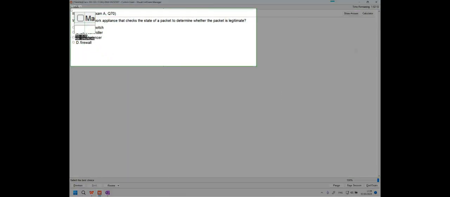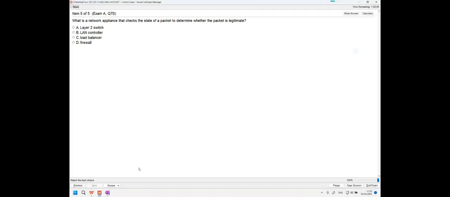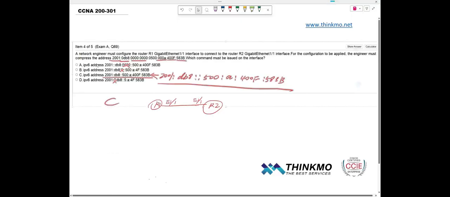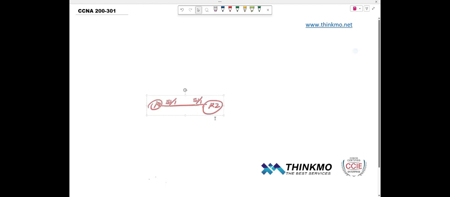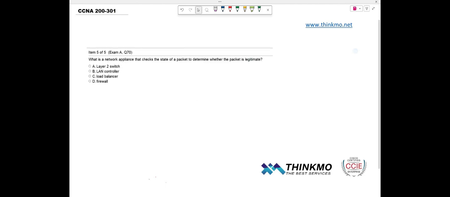Okay, question 5. It asks about a type of network device that checks the status of data packets to confirm their legitimacy. What is the network device? This question is very simple. It asks us what device can check the legitimacy of data packets.